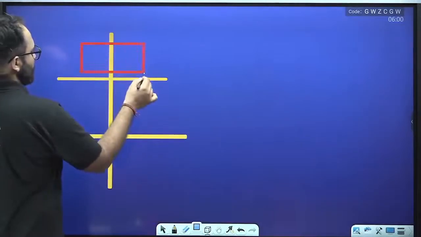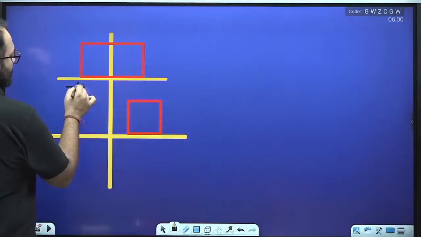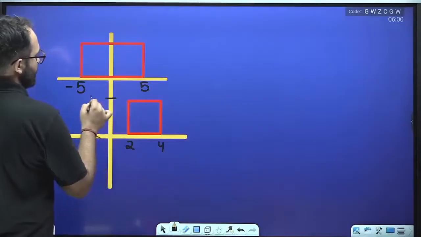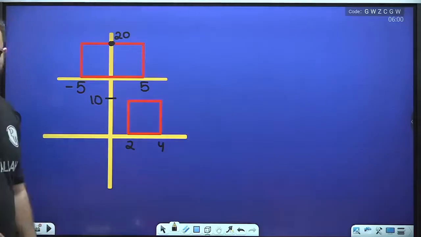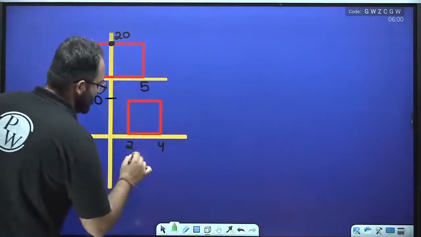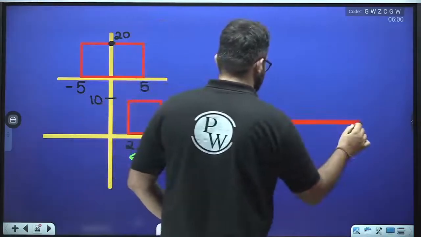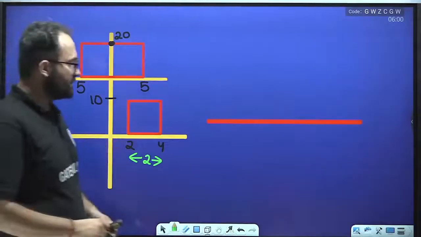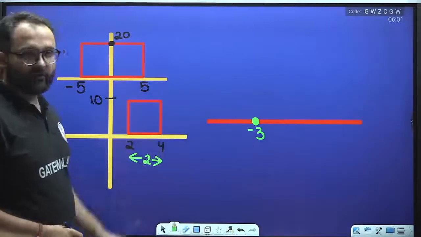Suppose we have two rectangles. One rectangle is from -5 to 5, the other rectangle is from 2 to 4. The height is 10 for one and 2 for the other. We can see that the width of the smaller rectangle is 2. Now we will get a trapezium, since they are not of equal width. What is the range? -5 and 2 will be -3. 5 and 4 will be 9.